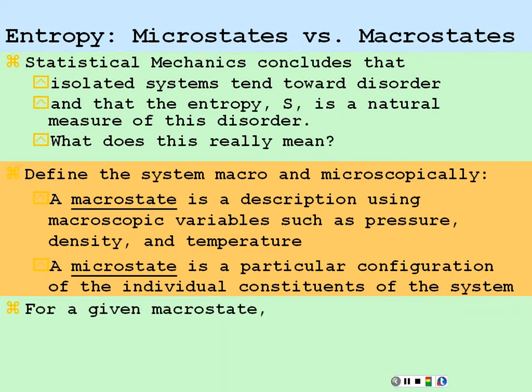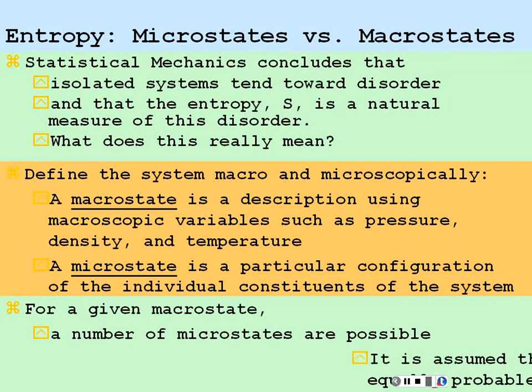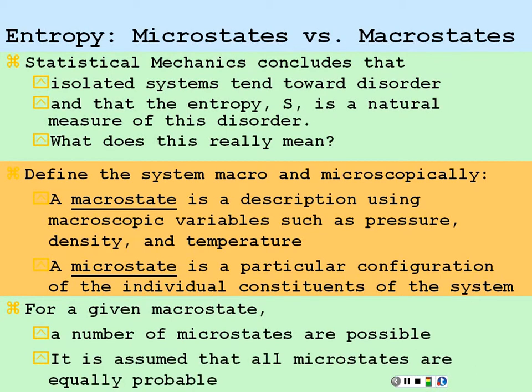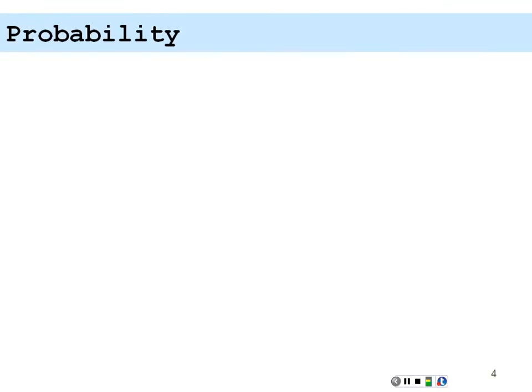For any given macrostate, a number of microstates are possible. And it's assumed that all microstates are equally probable. So any snapshot of a macrostate at any particular moment will have a microstate, and that is equally probable with any other microstate that it might have. Keep that in mind as well.